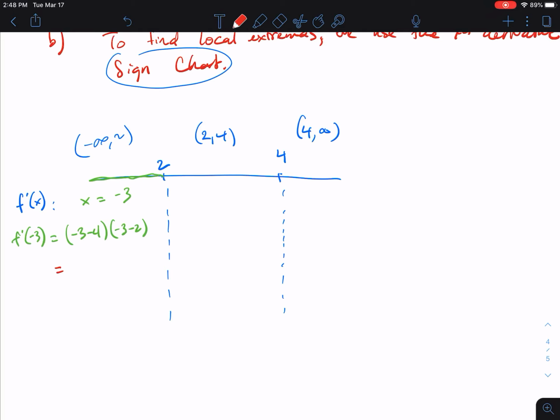So we have a minus, subtract 4, that's a -7. And we're going to times that by a -3, subtract 2, that's a -5. So the sign is going to be negative as well. A negative number times a negative number is going to be a positive number. So in this case, the sign of the derivative is positive. That means greater than 0. Let's move on to the middle part.